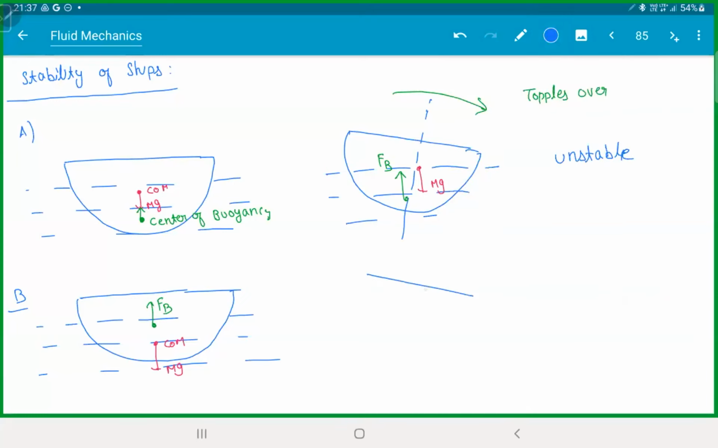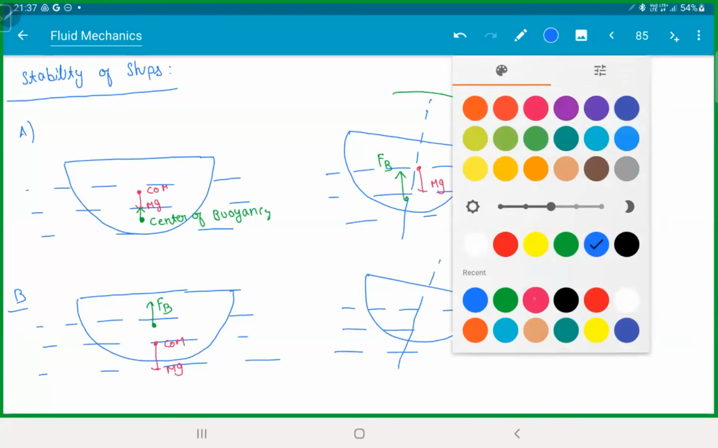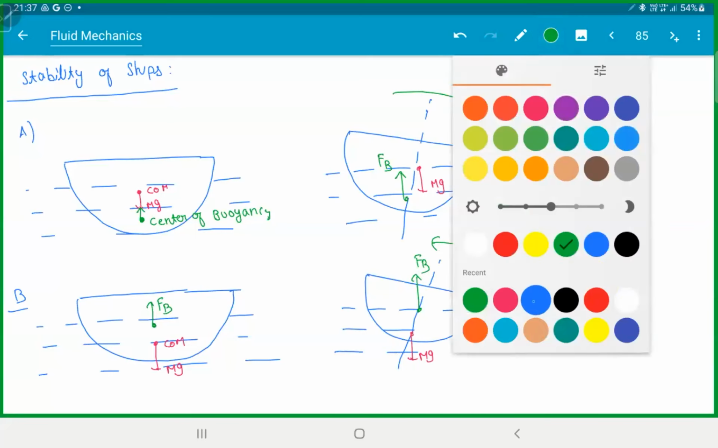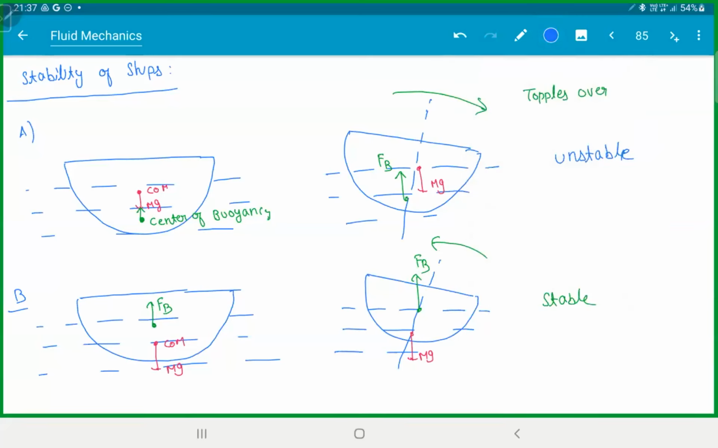So now if the ship tilts, mg is this way, your buoyant force is this way. Can you see? It comes back, stable equilibrium. So that is one. When you design ships, you have to make sure the bottom is heavier. Keep all the heavy stuff at the bottom. Check it out. Clear? Next one.